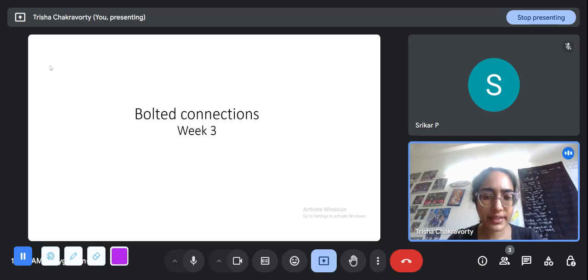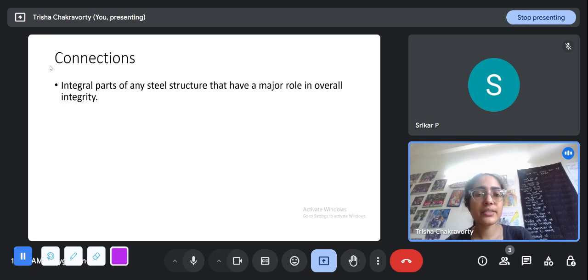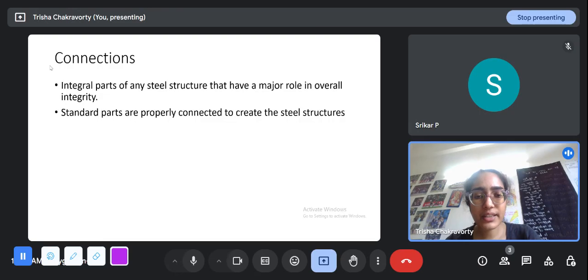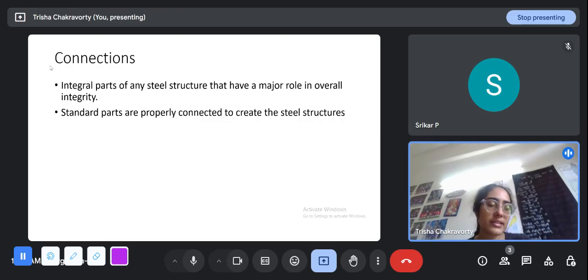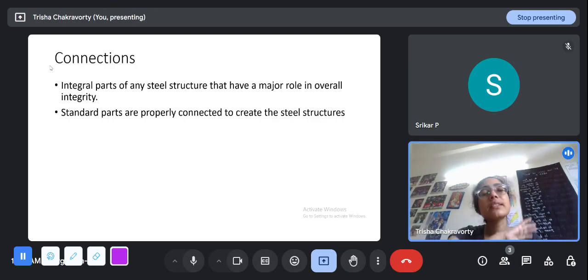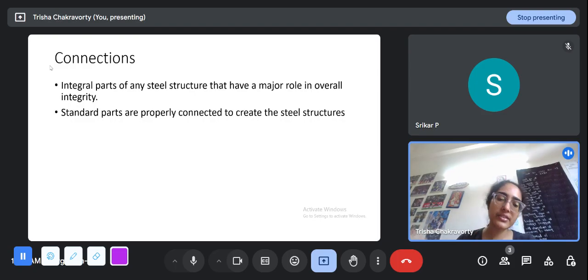In week 3, we looked at bolted connections, and week 4 at welded ones. So connections are integral parts of any steel structure that have a major role in overall integrity. Standard parts are properly connected to create steel structures because, as I've said so many times, concrete structures are cast as a whole into the formwork, so they are integrated anyway. The floors, beams, columns, foundation, everything is cast together, so the connection is automatically built when the concrete sets. But for steel structures, we bring the sections from the factory, and then we have to assemble them at the site using connections.